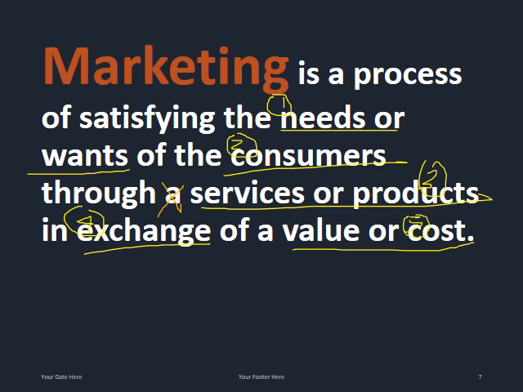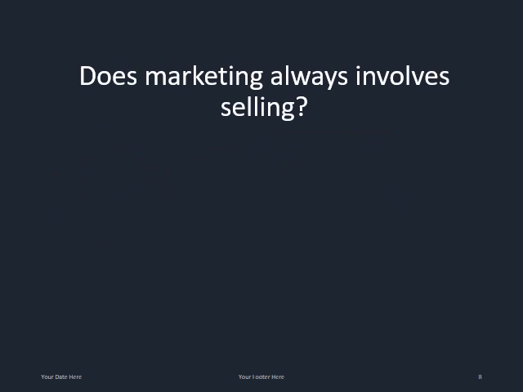So again, marketing is a process of satisfying. Take note of the word satisfying. What are you going to satisfy? The needs or wants of the people, specifically the consumers, through services or products. So it can be done through an exchange process. So there will be an exchange of services or products and value and cost. So going back to the questions that we asked ourselves a while ago in previous slides, does marketing always involve selling? The answer is no.